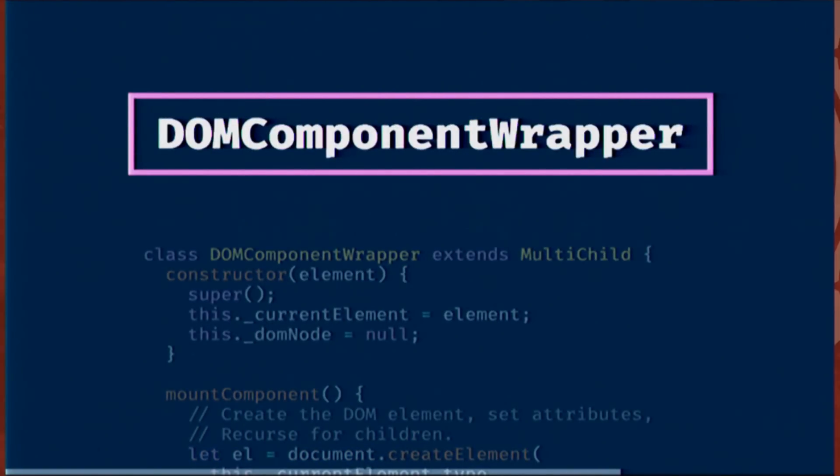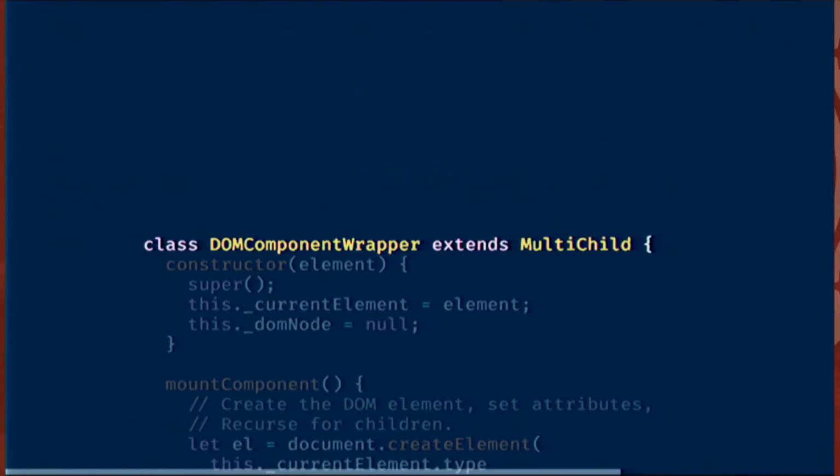OK, DOM component wrapper. I'm wrapping this up soon. So we actually have a helper class, wrapper class that we use for our internal instances. These are never exposed to you. Previously, we used to do this via refs. Refs used to give you this internal instance. We don't do that anymore. It's better that way. You actually get DOM nodes as refs. But we have mostly the same API. So we're going to extend this other base class called MultiChild. We'll get to that in a minute.